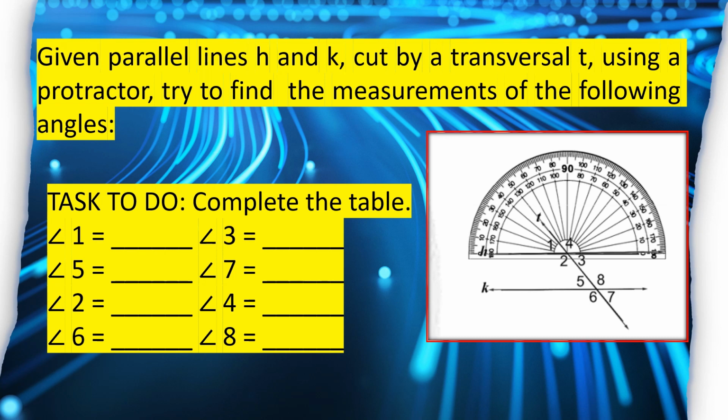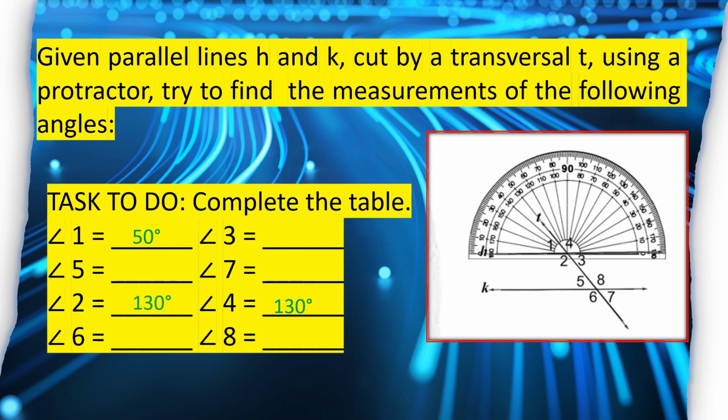Let us complete the table below using the given measures of angle 1, which is 50 degrees, and angle 4, which is 130 degrees. Angle 1 and angle 4 are a pair of supplementary angles. Let us use your previous knowledge about vertical angles and supplementary angles for us to find their measures.